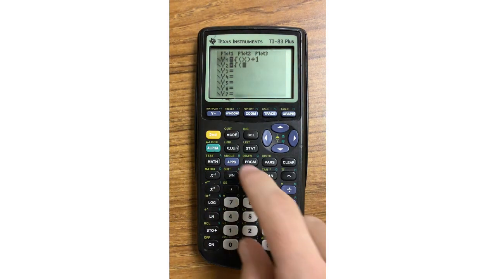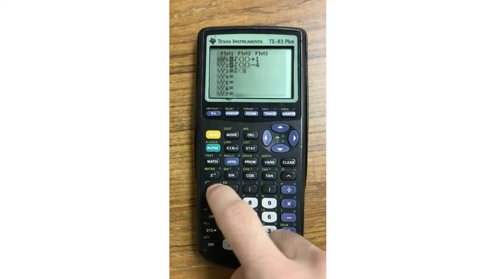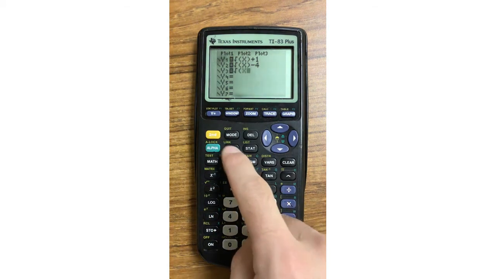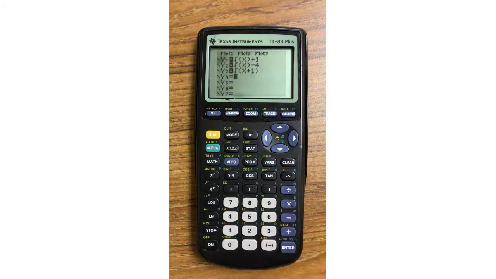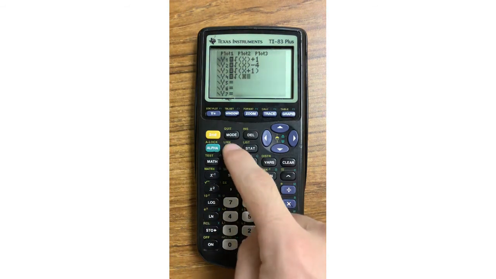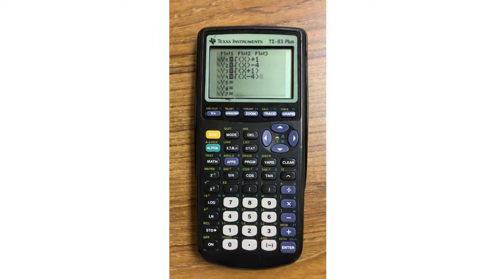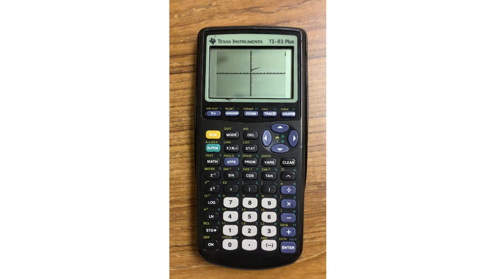Then I have the square root of x minus 4. And then I also have the square root of x plus 1 all under the radical. And then I have the square root of x minus 4. Okay, and then if I were to graph it, that's my first one, that's my second one, that's my third one, and that's my fourth one.